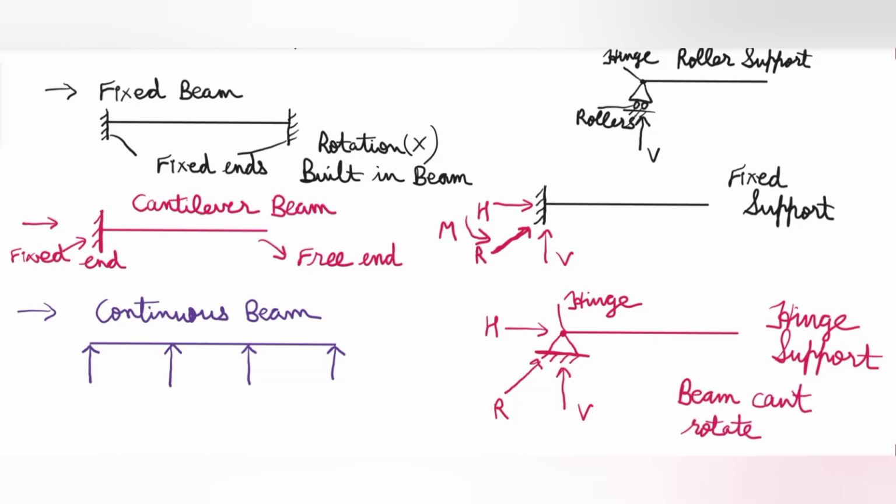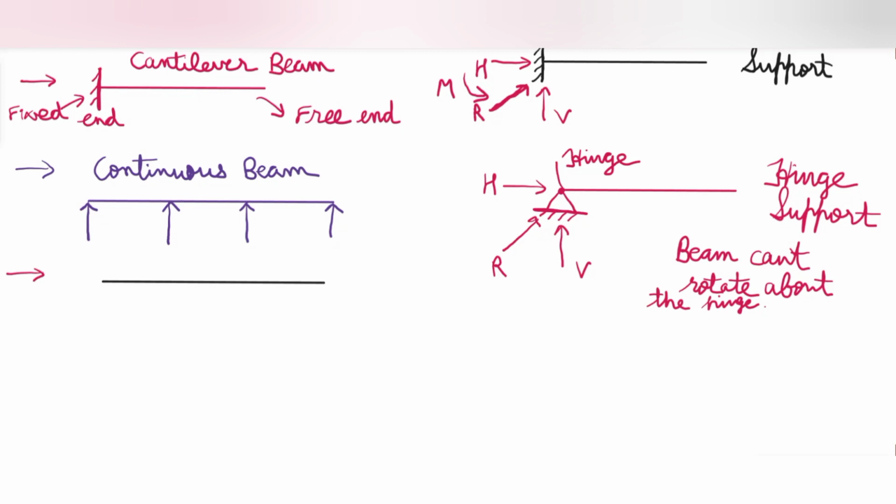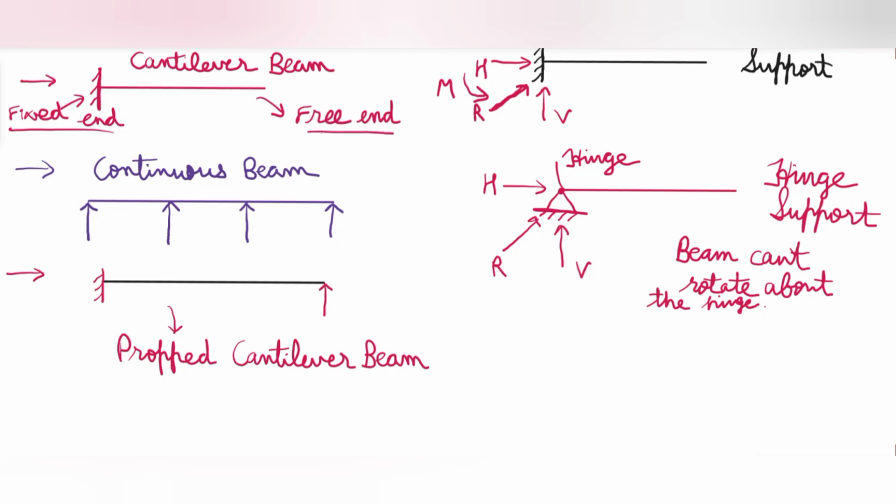This beam can't rotate about the hinge, and the reactions developed are vertical and horizontal. Then let's see another type of beam, which is a propped cantilever beam. Before we saw a cantilever beam in which one end was fixed and another end was free. Now this is a propped cantilever beam in which one end is fixed and the other end is having a simple support. So this end is fixed and on this end we are having a support.